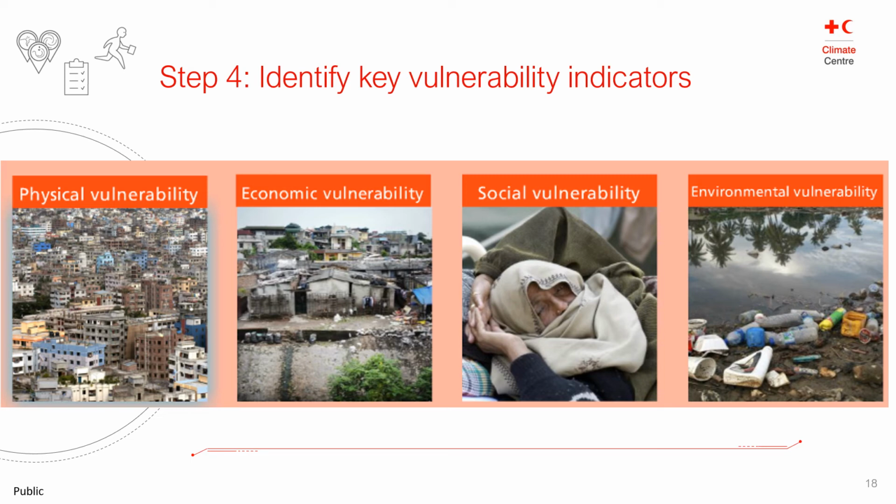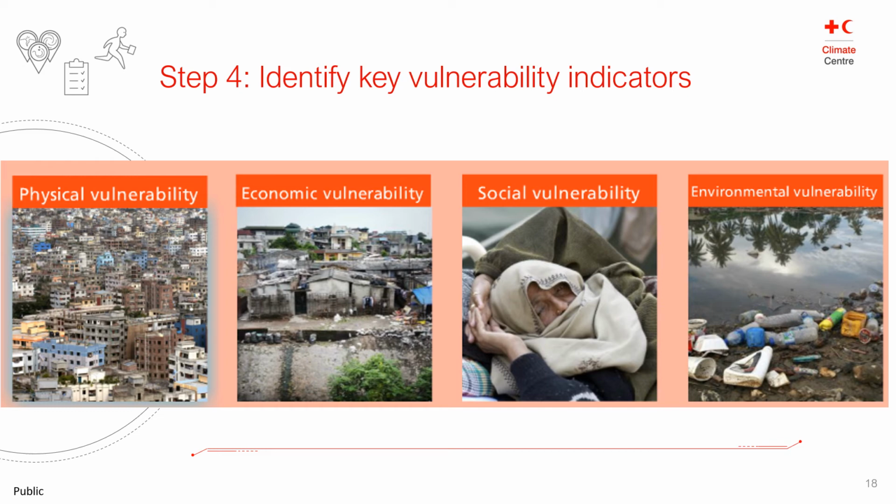And we recommend you to observe the physical vulnerability, economic vulnerability, social vulnerability, and environmental vulnerability, because all these different elements are, at the end, the root causes of disasters. And to be able to set up an anticipatory action system that truly is able to reduce particular impacts, you need to understand very clearly what all these root causes of disasters are.